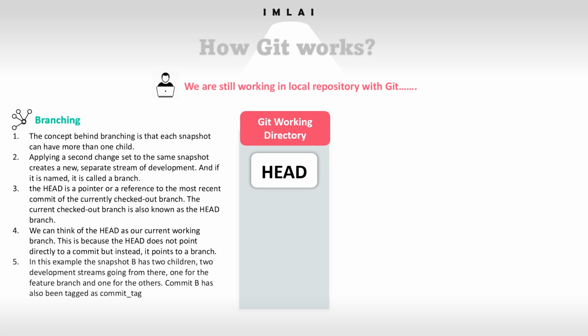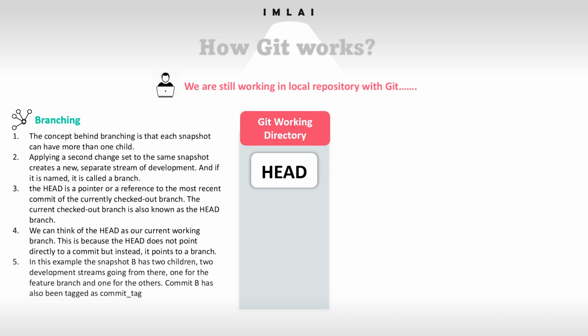This is because the HEAD does not point directly to a commit, but instead it points to a branch. The branch itself is a pointer that references the last commit that was made on it. So the HEAD is automatically updated by Git if we add new commits to the current branch, or we can switch to a different branch. Let's do that. Let's look into the figure now, the infographic.